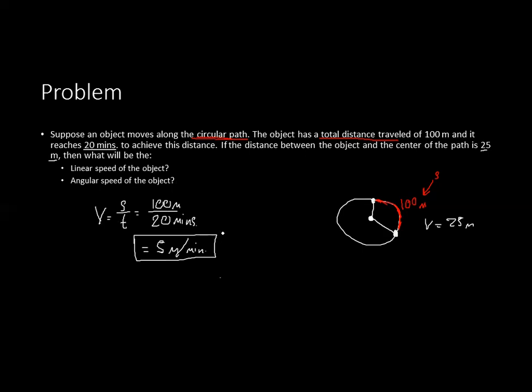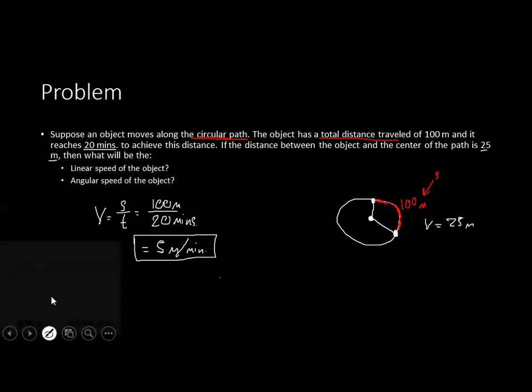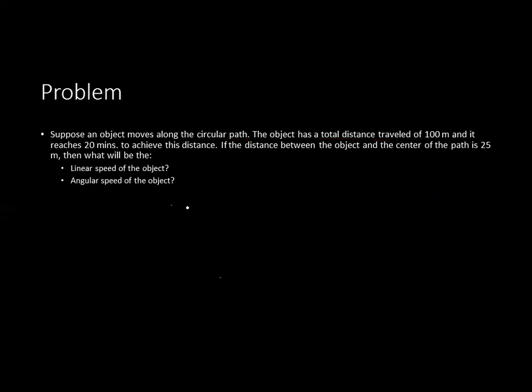So that is your linear speed, 5 meters per minute. Now, how about the angular speed of the object? Okay, here's the problem. What is the formula of the angular speed? Let me erase this one. It is W is equal to theta over T, right?